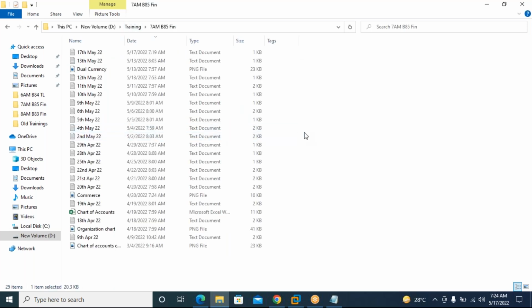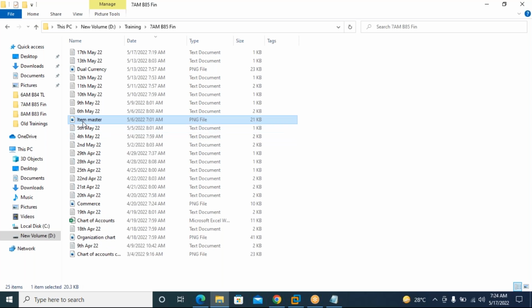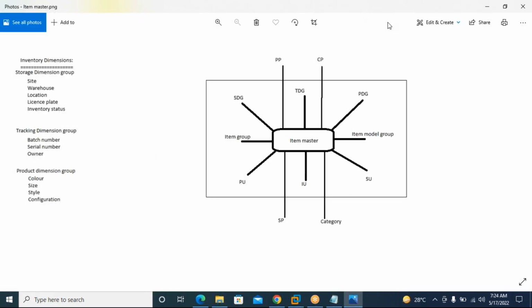Whether I have explained or not, let me recap. This is important for you also. If you want to create an item master, the prerequisites are storage dimension group, tracking dimension group, product dimension group, item group, item model group, purchase unit, sales unit, inventory unit, and purchase price, cost price, sales price.